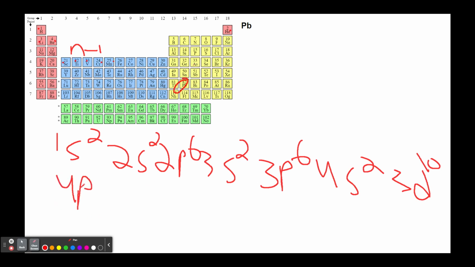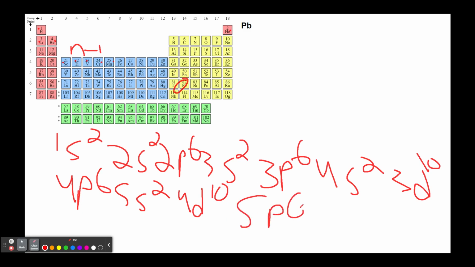We're at 4p6. And now we come over back to 5s2, like how we would normally do. We see that we're in the D block, so we have to do n-1 again. So 4d10. Back into P block, so forget that n-1 thing. We're back in 5 now. 5p6. And now we're going to get into energy level 6 with 6s2.